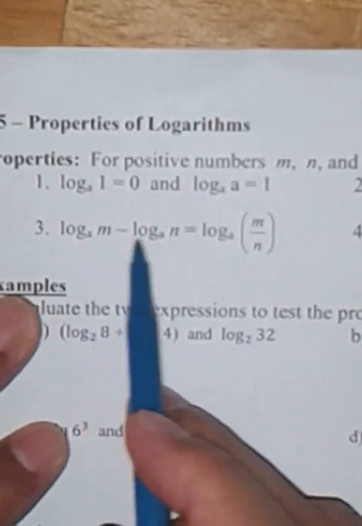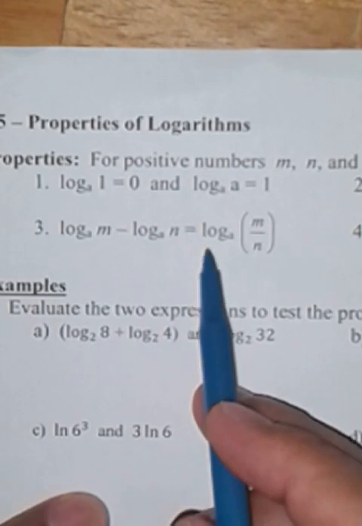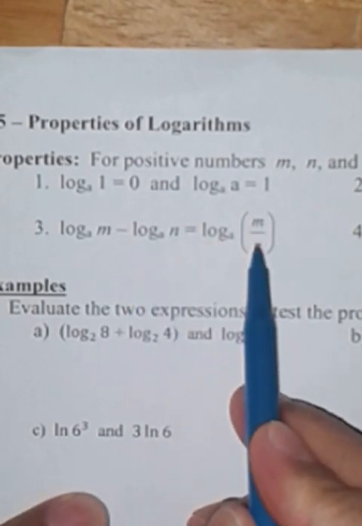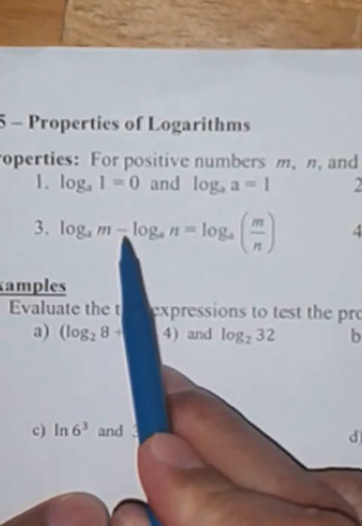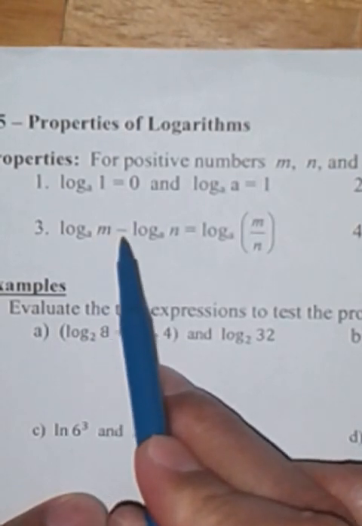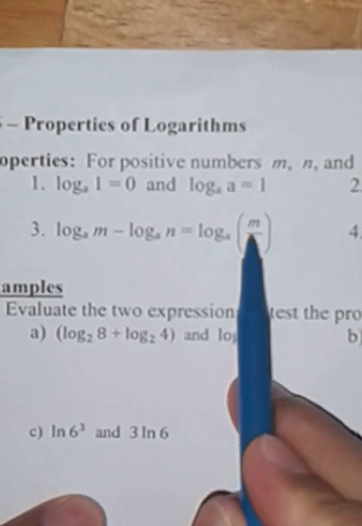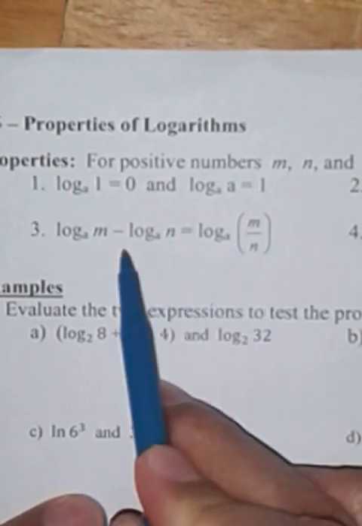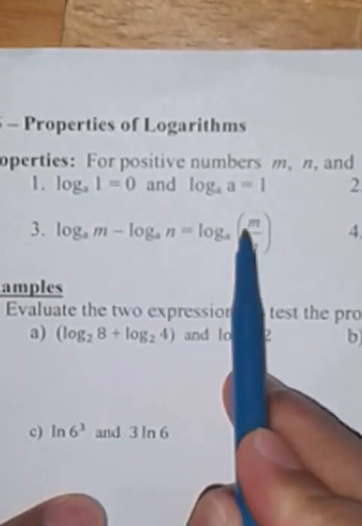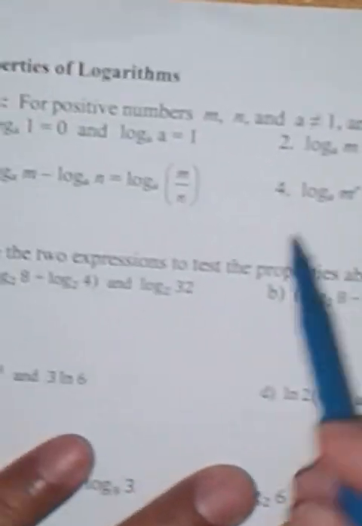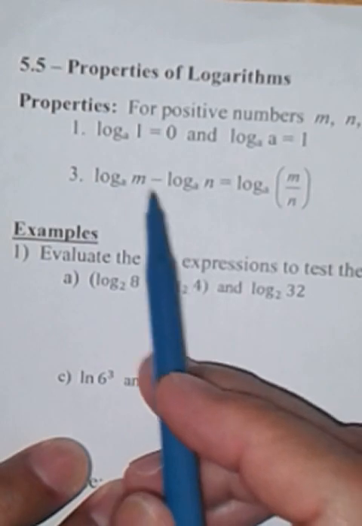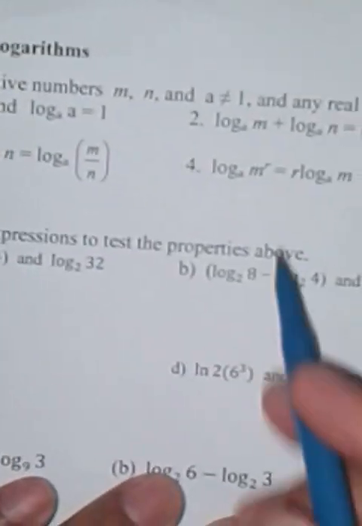Number 3 says, what if we're subtracting two log statements? Well, you can write that as a single log statement with a division of the two arguments in order, right? So if you're subtracting the first one minus the second one, then in the argument of the single log statement, you're dividing the first argument by the second argument. Okay, all right, and it also says that the coefficients are 1, right? Coefficients are 1.